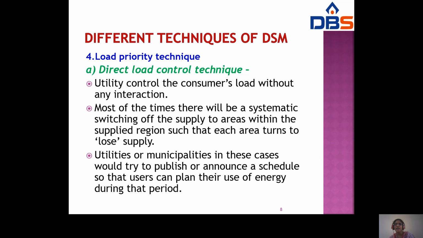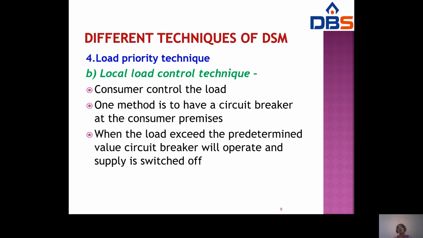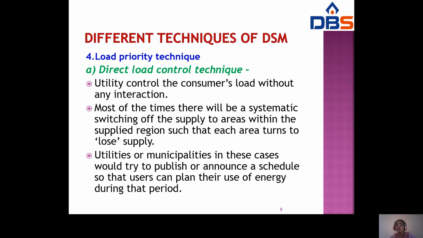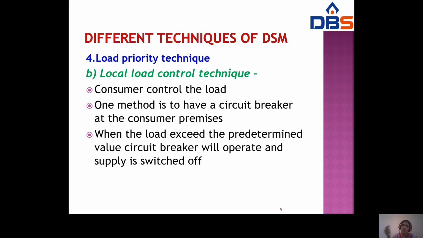And the next one is load priority. Local load control technique: what is it? The consumer controls the load. In direct load control the utility controls the consumer load without any interaction, but here the consumer takes care to control the load. One method is to have a circuit breaker at the consumer premises. A circuit breaker must be there in the consumer premises, so they can control the load.